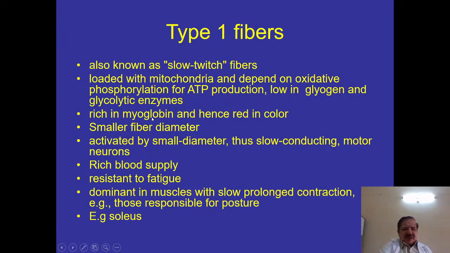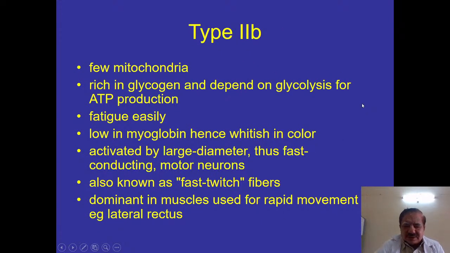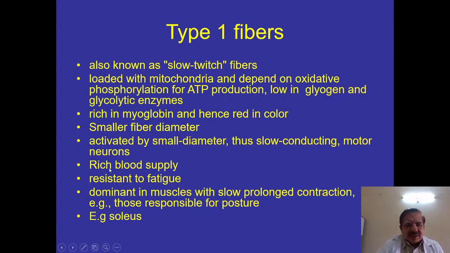When they are rich in myoglobin, they are red in color, because of more oxidation in the hemoglobin, and hence red in color. Smaller fiber diameter, because they are slow. They are activated by small diameter, slow conducting motor neurons. Rich blood supply, resistant to fatigue. They don't go into fatigue because they are slow fibers.